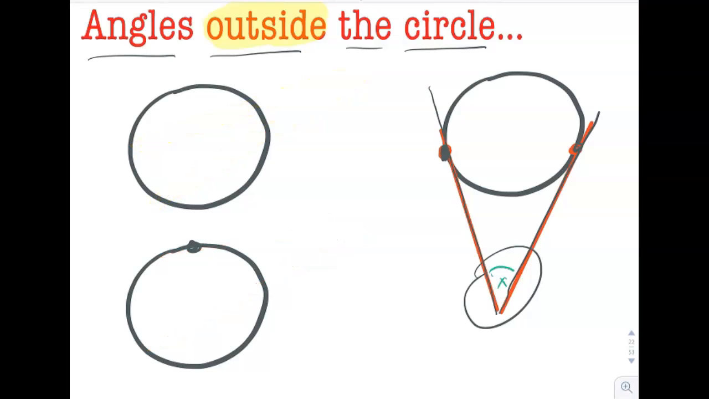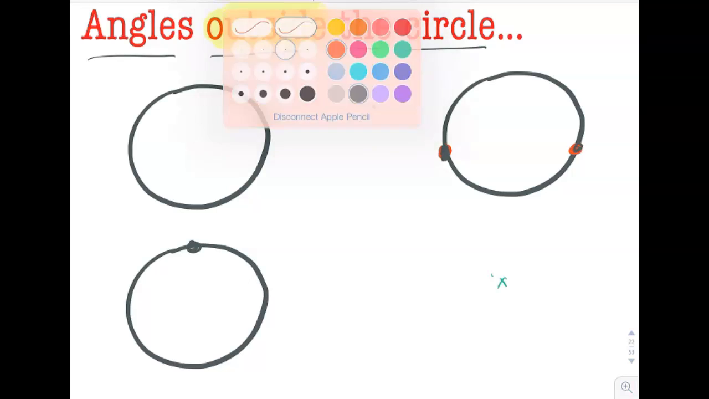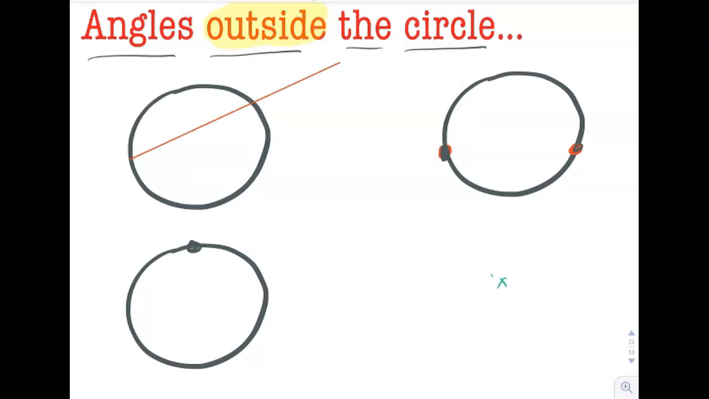So how did I do that to start with? We had a situation where we had a secant and another secant, and they form an angle out here. Now if you notice, from here to here, there's an arc. And from here to here, there's an arc. Those are the two intercepted arcs. Keep that in mind for a minute.